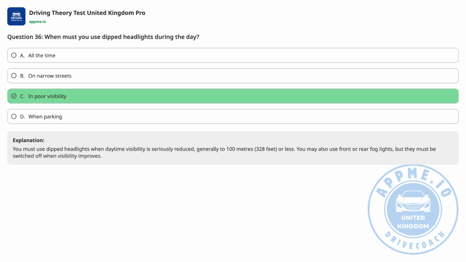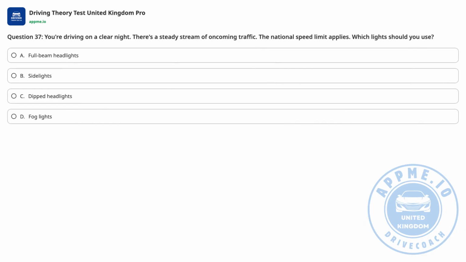The correct answer is C. Question 37. You're driving on a clear night. There's a steady stream of oncoming traffic. The national speed limit applies. Which lights should you use? A. Full beam headlights. B. Side lights. C. Dipped headlights. D. Fog lights.